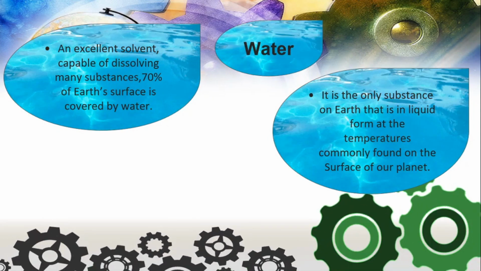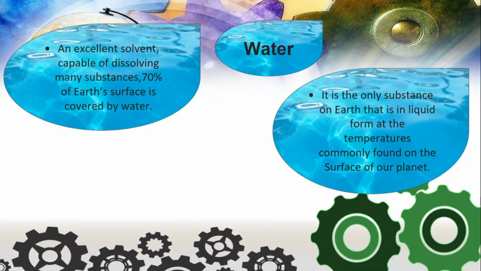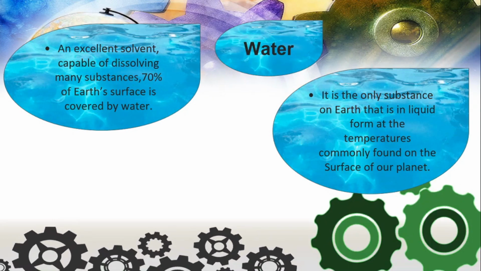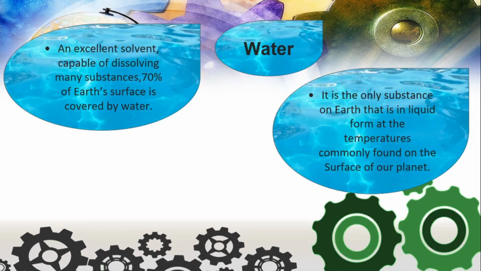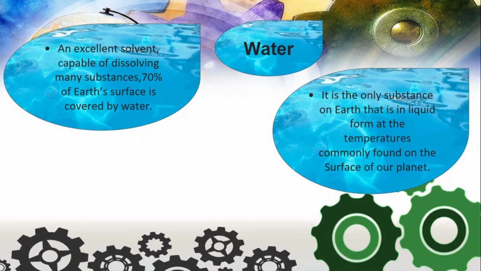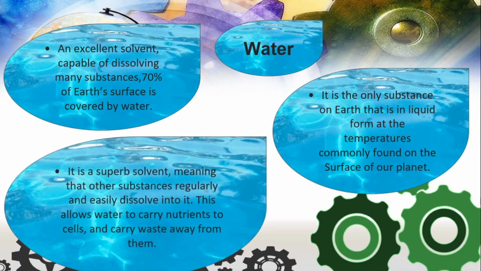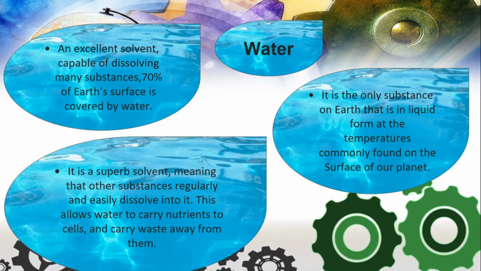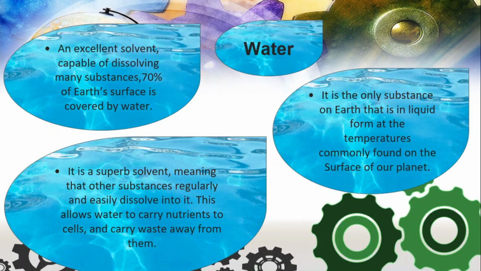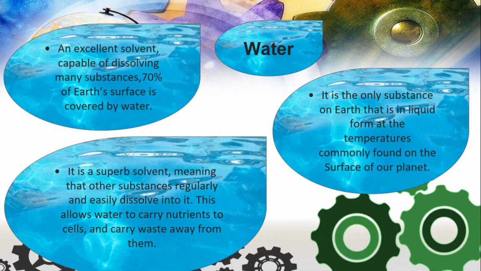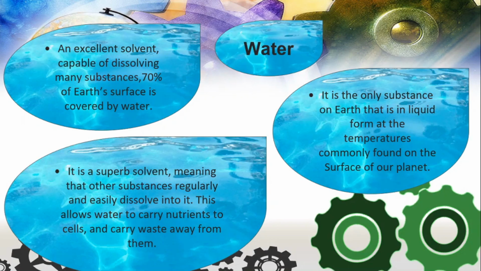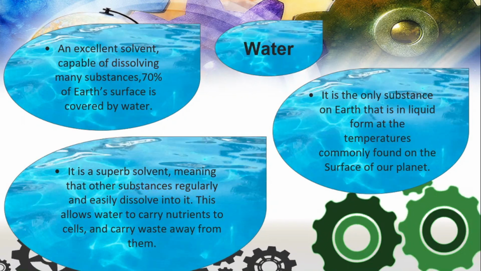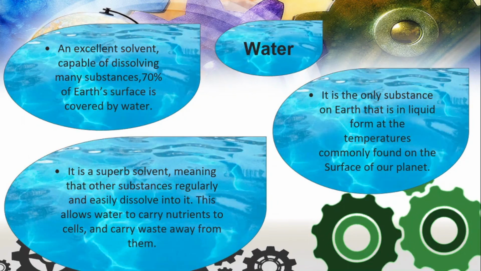Next, water is an excellent solvent capable of dissolving many substances, and it covers 70% of the Earth's surface. Water is a superb solvent, meaning that other substances regularly and easily dissolve into it. This allows water to carry nutrients to cells and carry waste away from them.